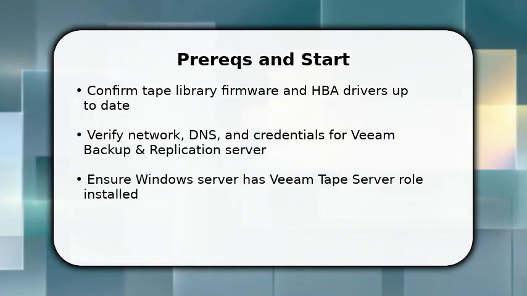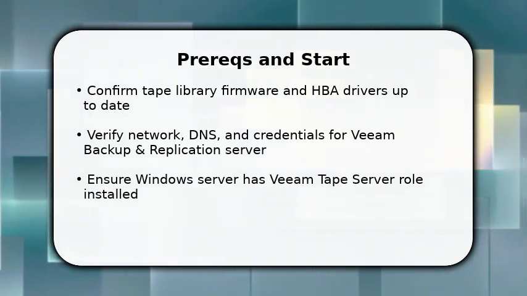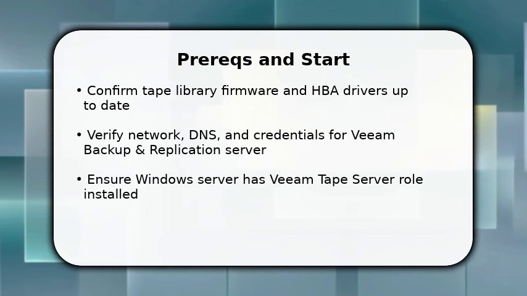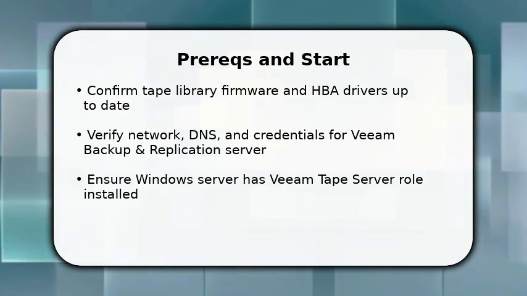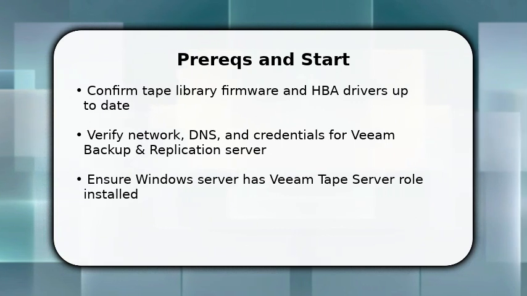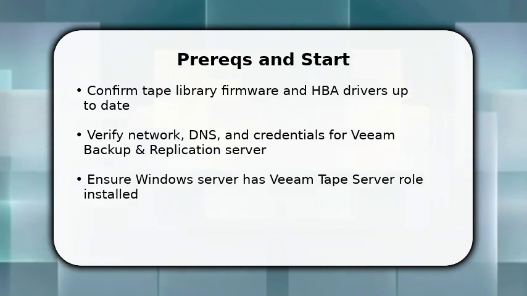Now open Veeam, go to the Backup Infrastructure view, and add the tape server if it's not present. Make sure Windows services for Veeam are running. Then scan for libraries and drives so the system recognizes the hardware.